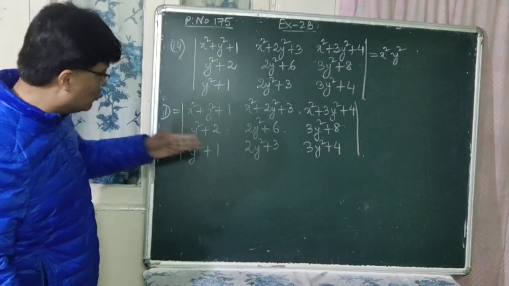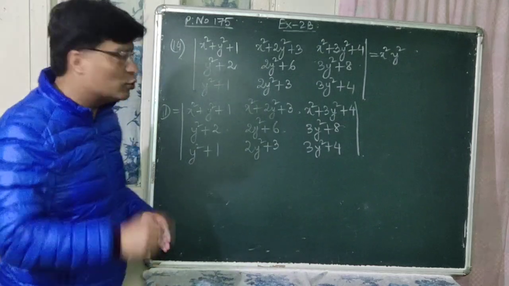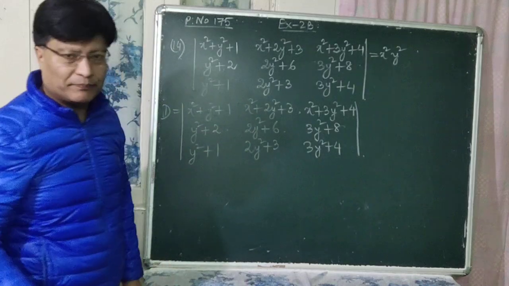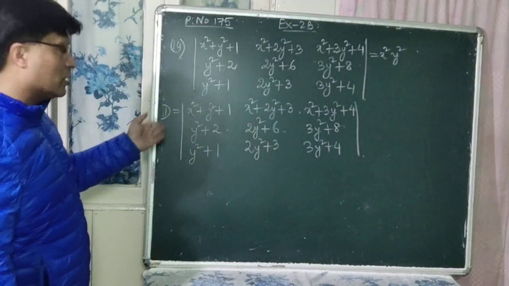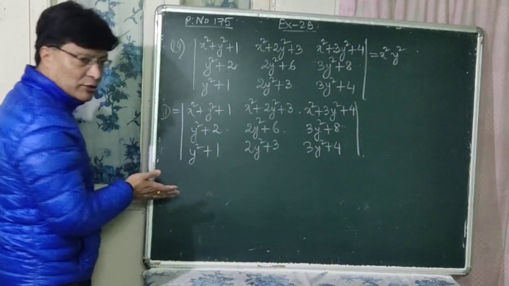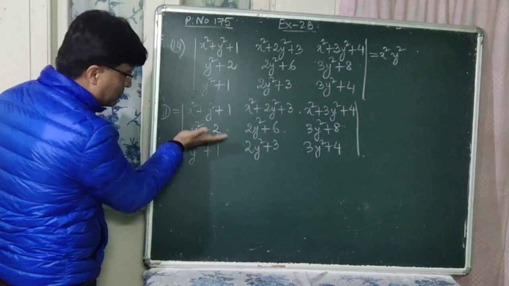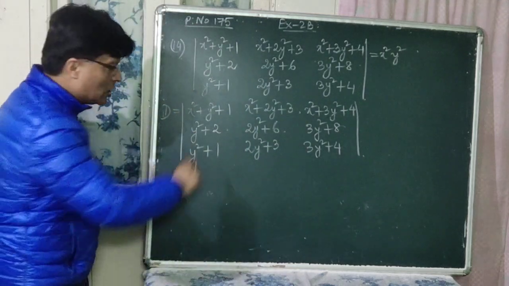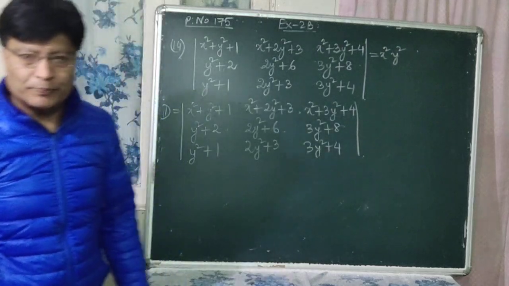You may do R1 minus R2 also, but it will be easier for you to use the property R1 dash is equal to R1 minus R3. Is that clear? Then another property we can use as well is R2 minus R3. That means row 2 is changing, right? This minus this, the y square cancels, 2y square cancels, 3y square gets cancelled. You will get only the constant number out here in the second row.